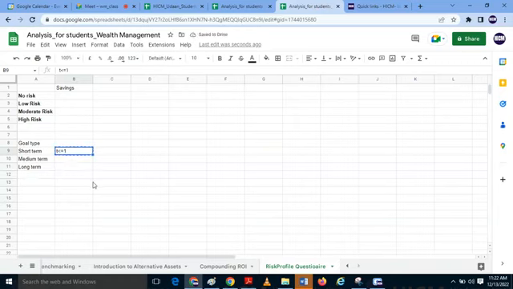Now here what I told you: T is greater than 1 year, it is fine, but less than or equal to 2 years. Understand? 1 year, 1 year.